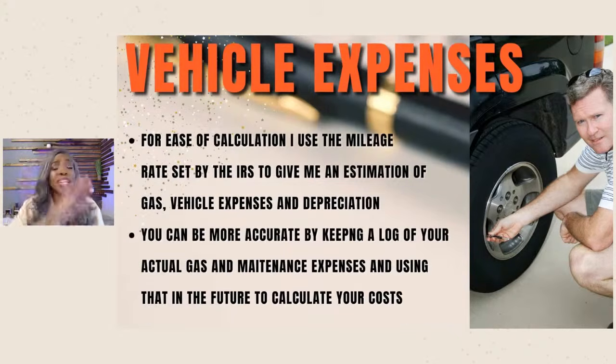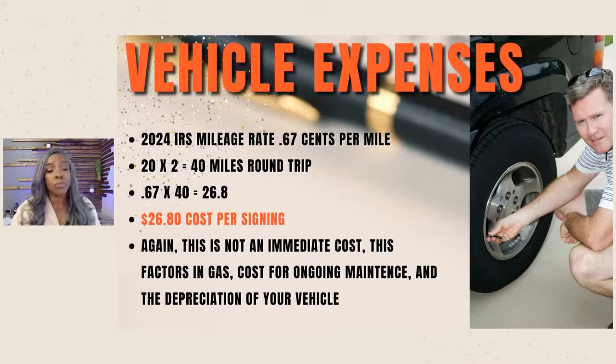So for ease of calculation, for an estimate, I like to use the mileage rate that is set by the IRS to give me an estimation of gas, vehicle expenses, and depreciation. Now, again, you can be more accurate by keeping a log of your actual gas and your actual maintenance expenses and using all of that to figure out your calculations for cost. But just for ease of calculation, I like to use the mileage rate set by the IRS. So for 2024, the mileage rate is 67 cents per mile.